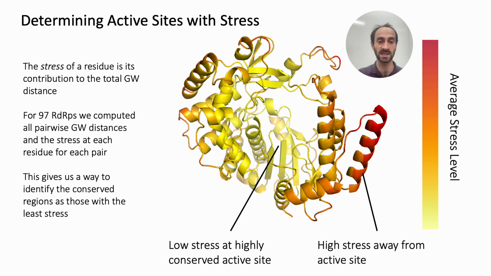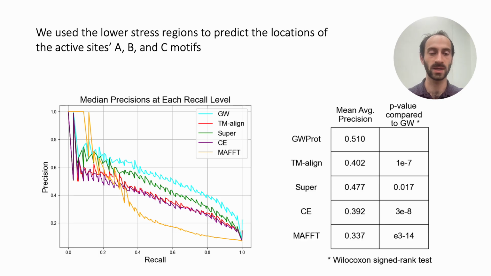For instance, here we have an example of an RdRP, where in the center, near the active sites, which are highly conserved, we have much less stress, indicated by the bright yellow, whereas further away from the active site, it's much less conserved, so we have much higher stress. We can use the lower stress regions to predict the locations of the active site, in particular their A, B, and C motifs. For a given protein, we can vary the stress cutoff levels to generate a precision recall curve, and we did this for all 97 proteins. We then compared GWPro to other alignment methods and found that it outperformed them.